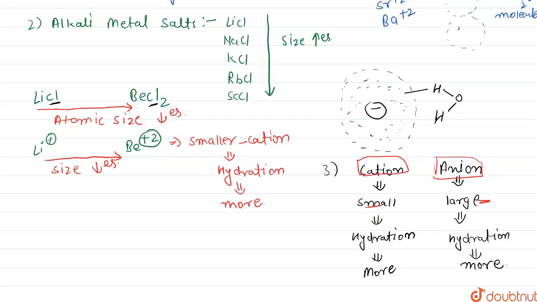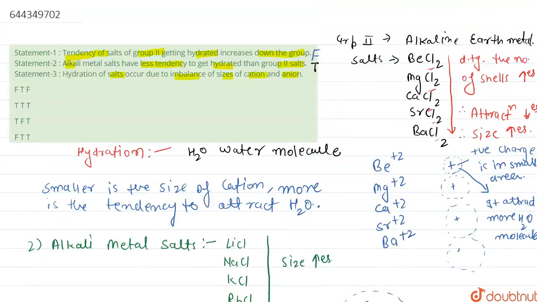So statement third, the hydration of salts occurs due to imbalance of size of cation and anion, is also true. So the correct option is option 4. This is our answer. Thank you.